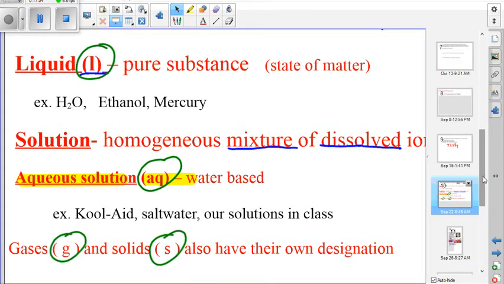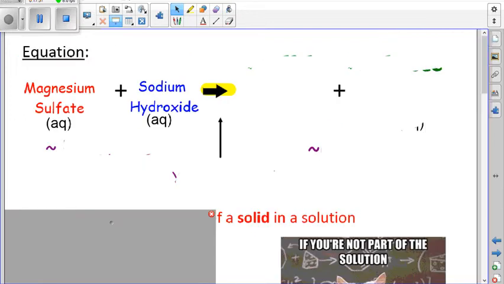All right. So now we got to talk about equations. I want you to go ahead and write down magnesium sulfate, AQ, plus sodium hydroxide, AQ, with a big arrow, and leave some space over here. So you want to take about half your paper with these two and the arrow, and leave some space over here because we're going to write quite a bit. Just like in math, chemistry has its own equations.